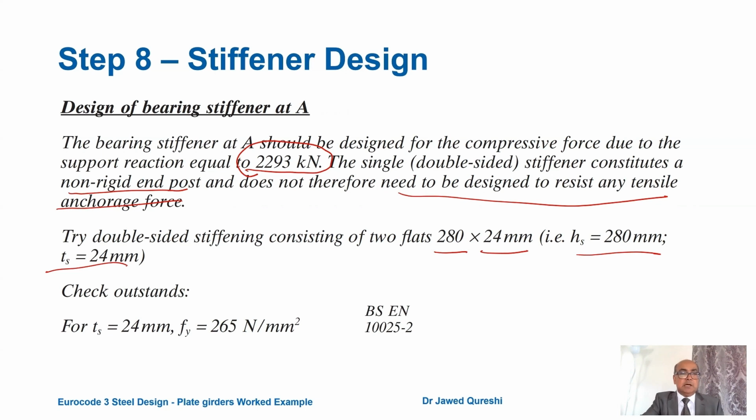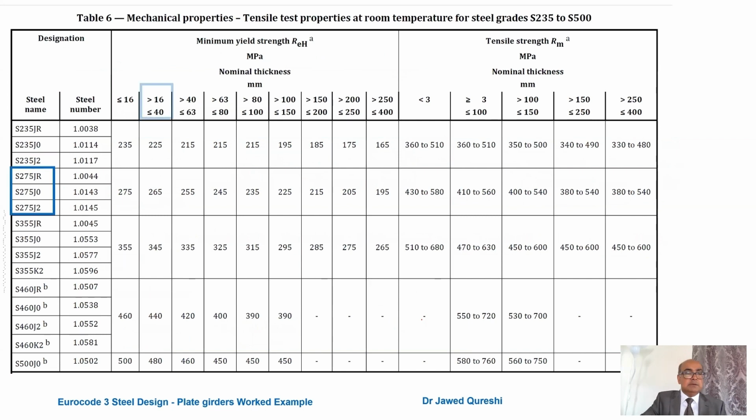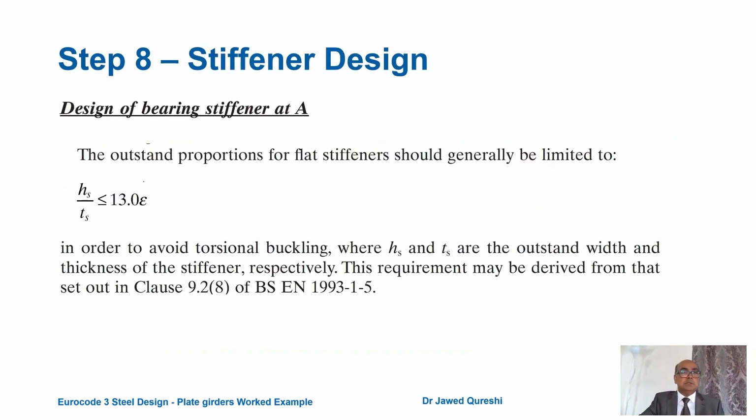So let us check flange outstands. TS 24 and FY is going to be 265. And that comes from this EN 10025-2. From here, you can see for S275 steel, if the thickness is between 16 and 40 millimeter, the yield is going to be 265. So that's where we got this value.